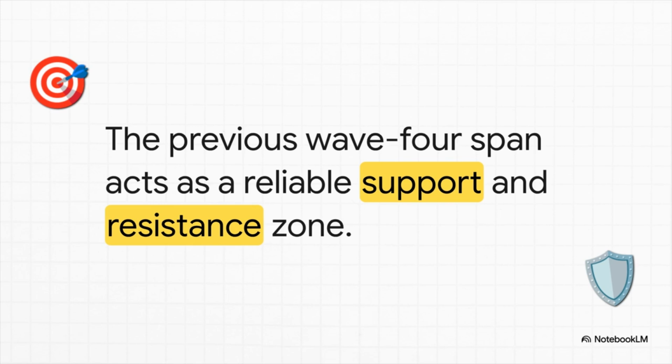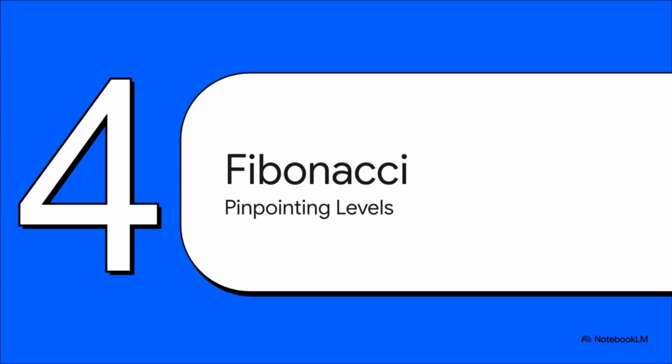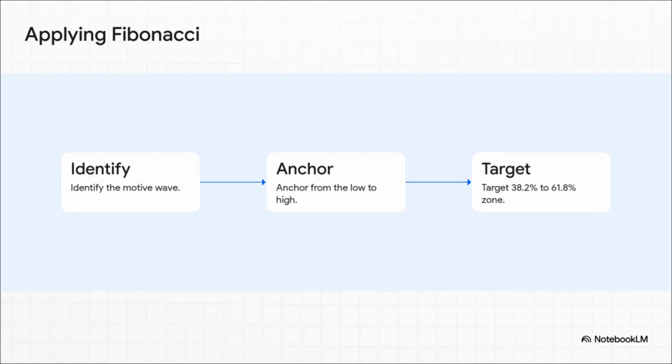How cool is that? Let's layer in some math with section 4, pinpointing with Fibonacci. So if you want to apply this yourself, all you need to do is follow 3 simple steps to overlay those magical Fibonacci percentages right on top of your Elliott wave count. First, you identify the impulse wave. Second, you anchor your fib tool from the absolute low up to the high. And third, you laser focus on that sweet spot between the 38.2% and 61.8% retracement levels.